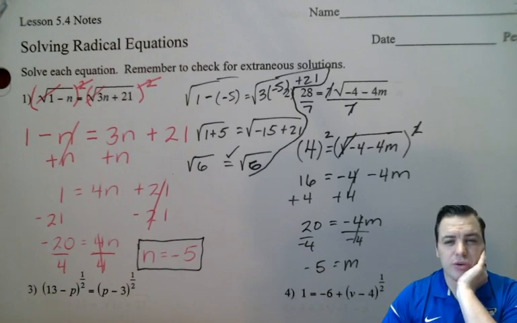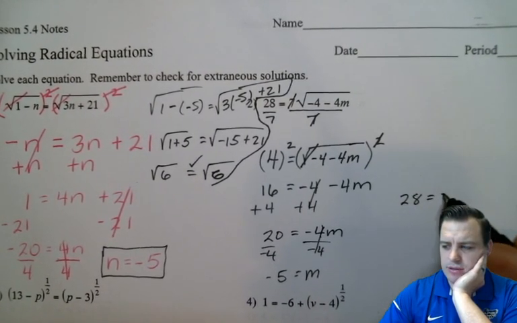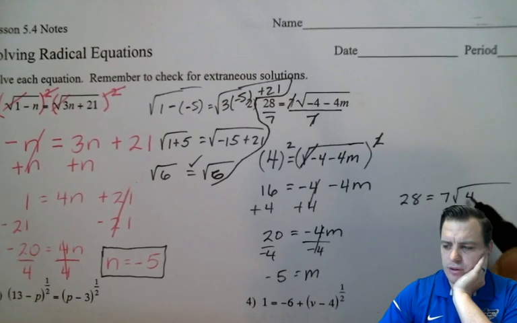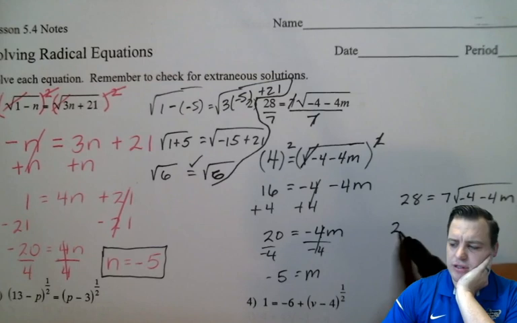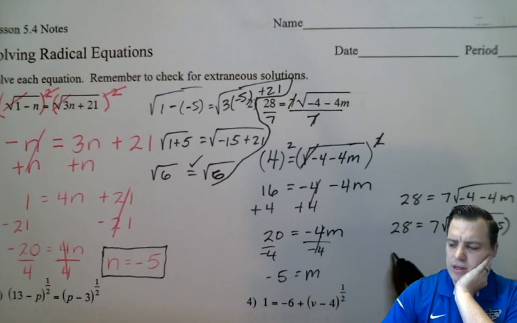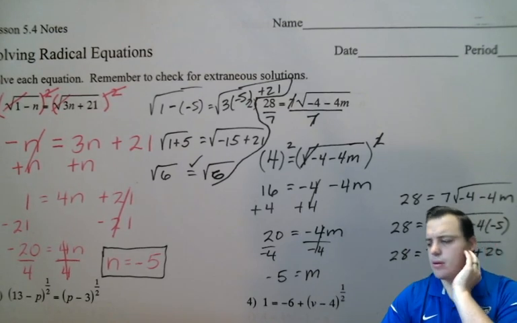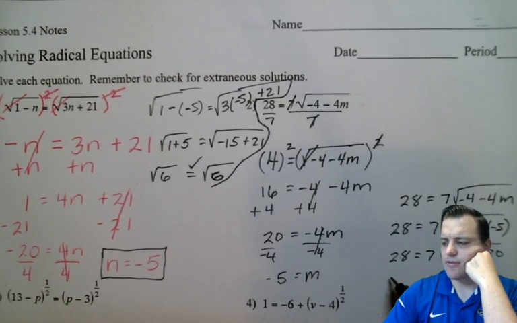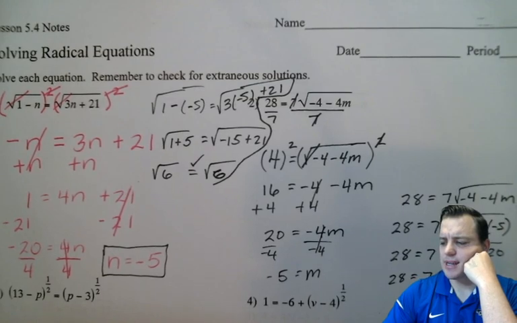Now I need to check that for extraneous solutions, so I'm going to rewrite the problem right here. 28 is equal to 7 times the square root of -4 minus 4m. So plug in -5 there just to make sure that number works. -4 minus 4 times -5. So that would be 28 is equal to 7 times the square root of -4, and then that would be plus 20.